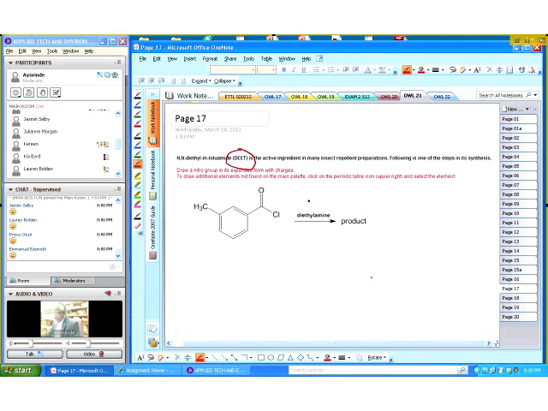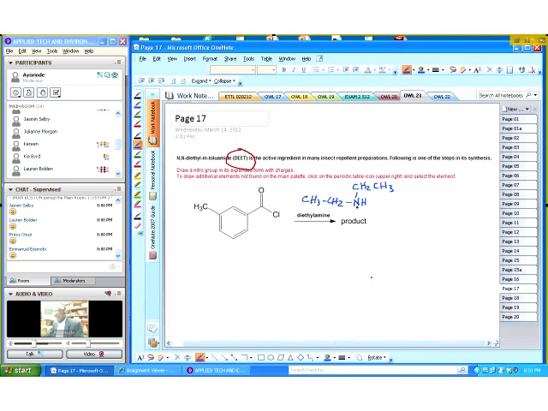Now, what they have here is diethylamine. Diethylamine simply is this here: an amine with two ethyl groups. I believe we are going to study the chemistry of amines in chapter 14, so this is just giving us a little bit of a prelude to that chapter.